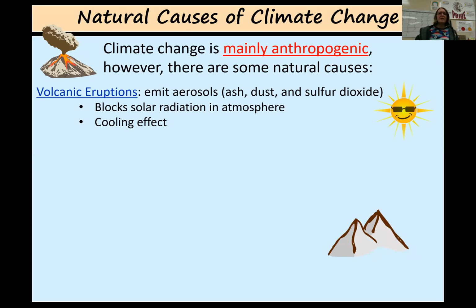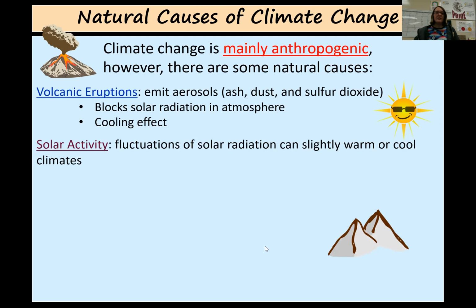Volcanic eruptions emit aerosols. That means a big cloud of ash, dust, sulfur dioxide, and carbon into the air. Now, when you get really big clouds, it blocks solar radiation in the atmosphere, meaning the sun's rays can't get to the earth. So this can lead to a cooling effect that might occur near places that have volcanic eruptions. On the other side, it is putting pollutants in the air, which can also cause problems. So you're seeing a cooling effect, and pollutants in the air.